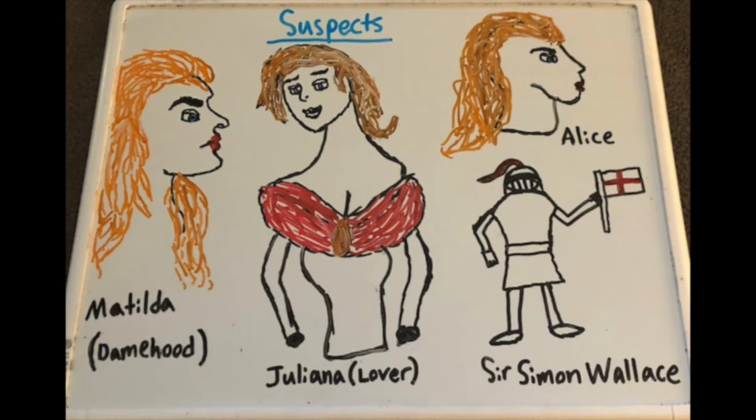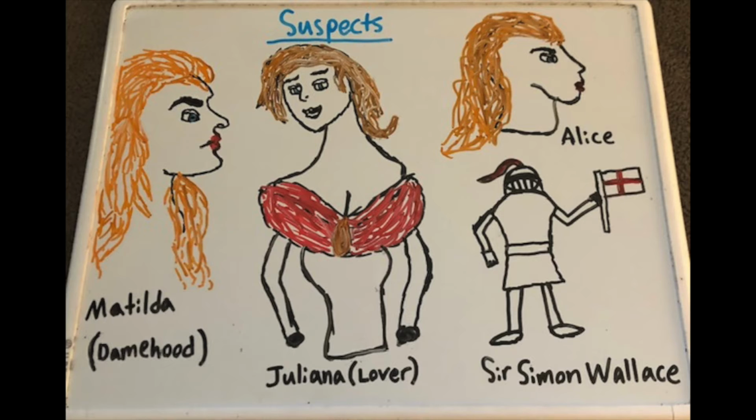Studying our four suspects, suspect 1 was Sir William Castor's Dame Hood, who was named Matilda. Suspect 2 was one of the many ladies who Sir William Castor had an affair with, named Juliana. Suspect 3 is the daughter of Juliana, who knew about the forbidden affair between her mother and Sir William Castor, named Alice. Lastly, Suspect 4 was a loyal knight under Sir William Castor's command, whose name was Sir Simon Wallace.